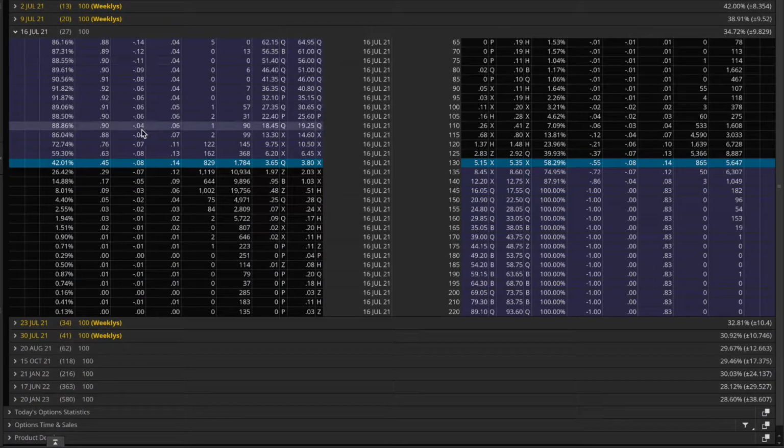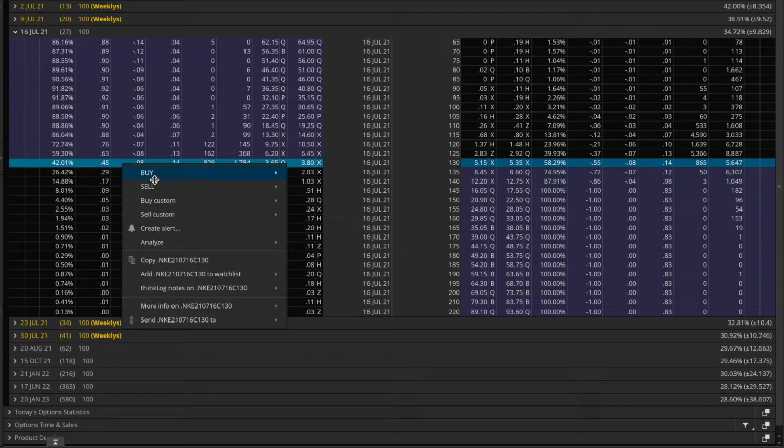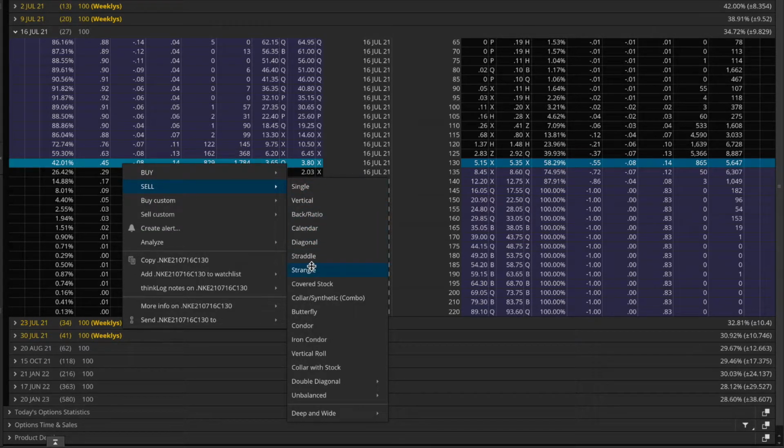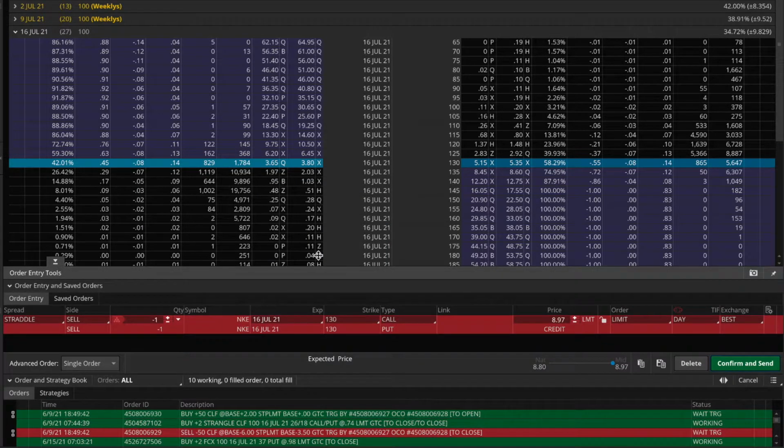So now I'm going to set up this order here so you can see how it looks. We'll go to sell and then down to the straddle. And by default, it brings up an order down here. Sell one contract, 130 strike call option, and then also sell one contract, 130 strike put option. And the total credit you would receive for putting on this position is just under $900.